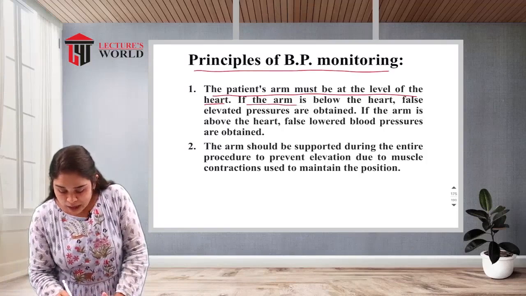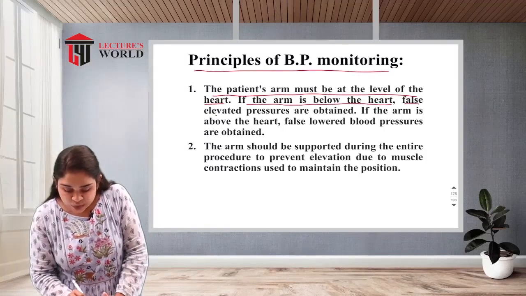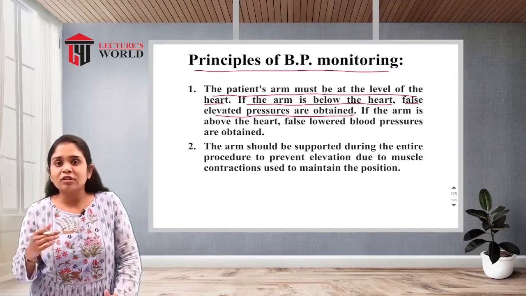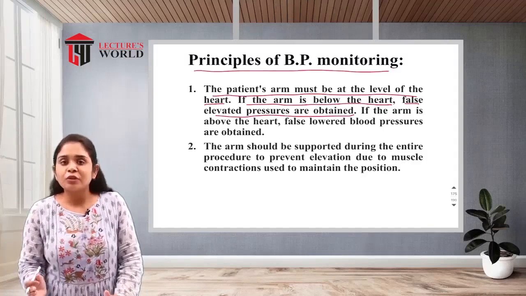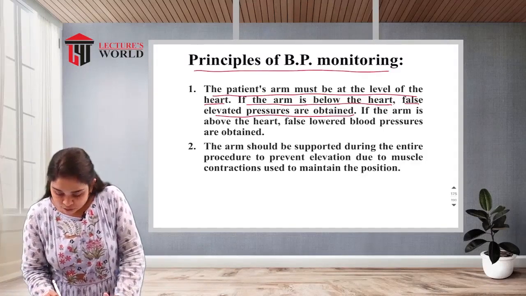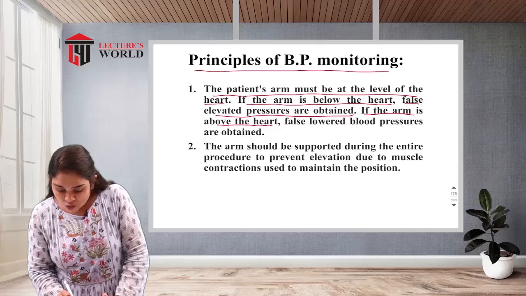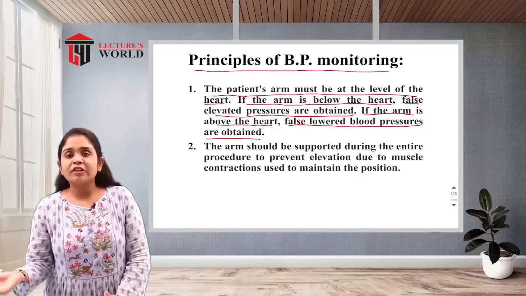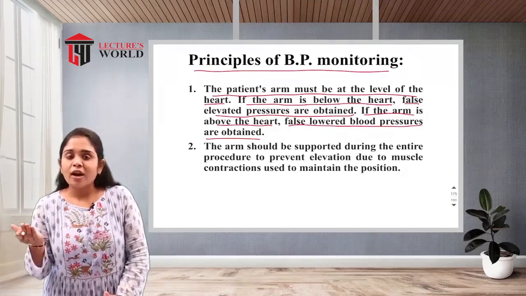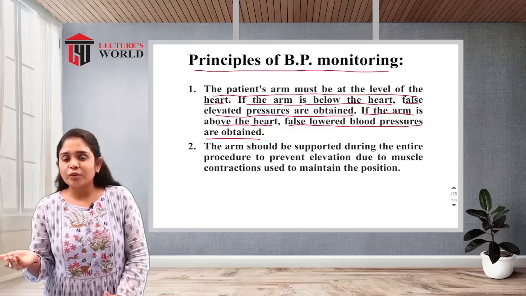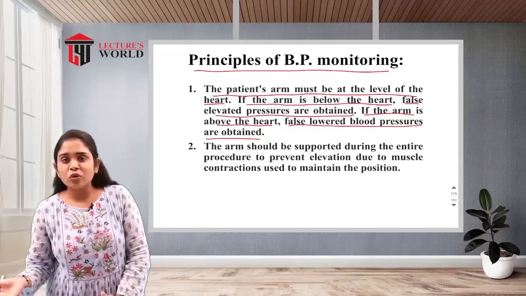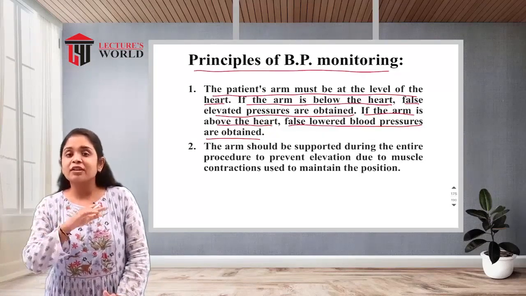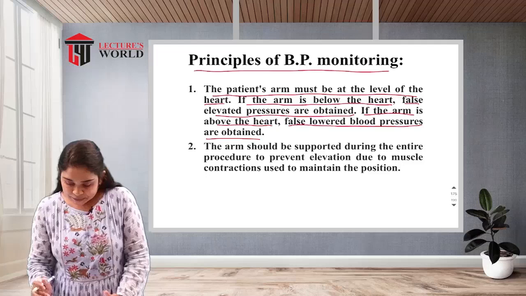If the arm is below the heart, falsely elevated pressure is obtained. If it is below the heart level, whatever the result will be, that will be wrong. If the arm is above the heart, falsely lowered blood pressure is obtained. So above or below, there is going to be a wrong reading, but it has to be at the level of the heart.